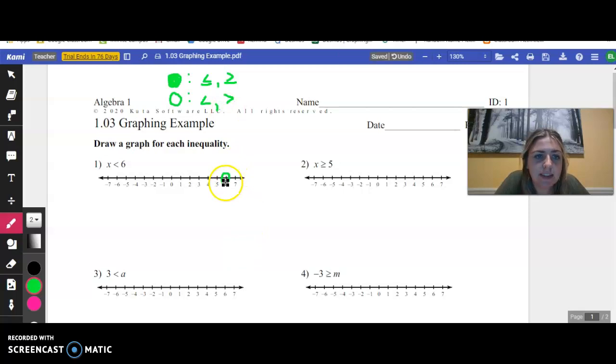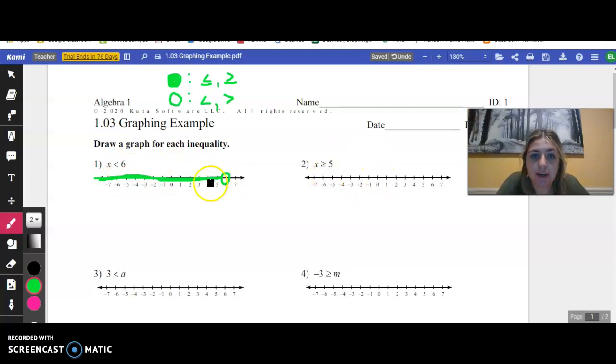Okay, so I have this, and then it says x is less than 6. So think about the numbers less than 6: 2, 5, 0, -2. And you want to shade in that direction all the way down. Obviously my line's a little crooked, but you get the point. So we're shading in that direction, and x is to the left of 6, so we're shading to the left. And then you're done with that problem.